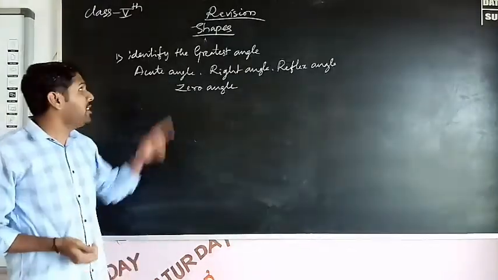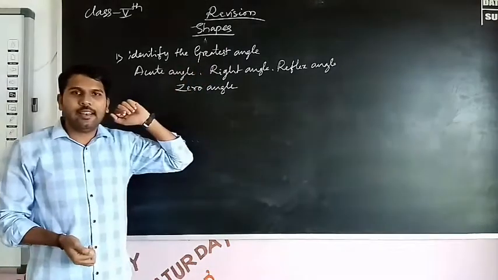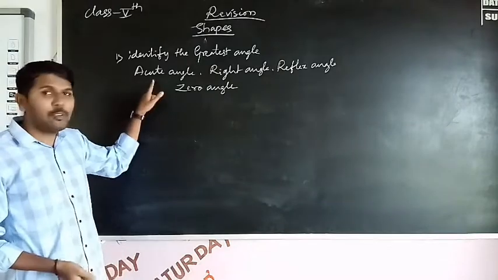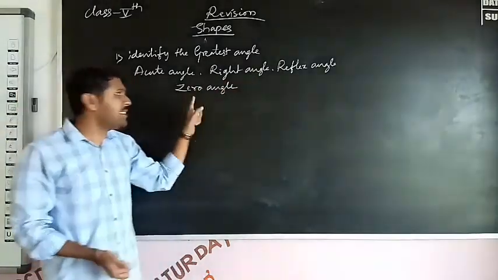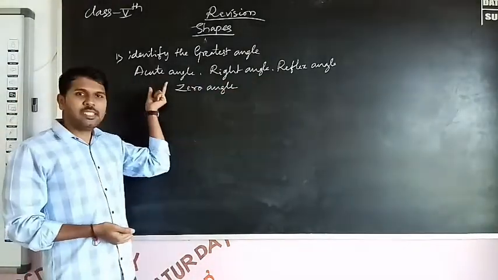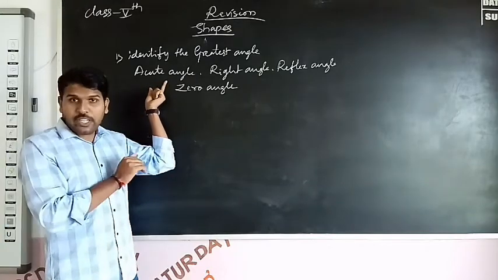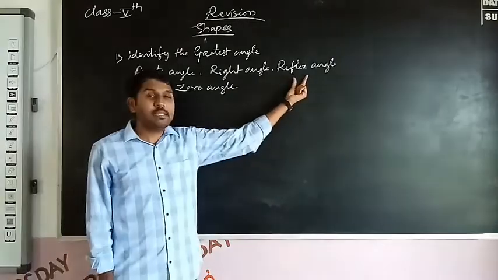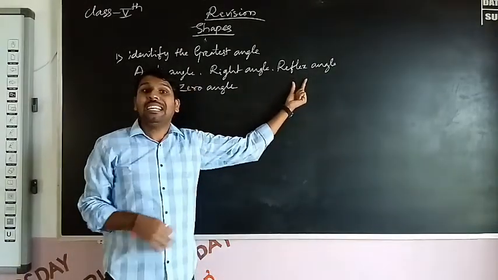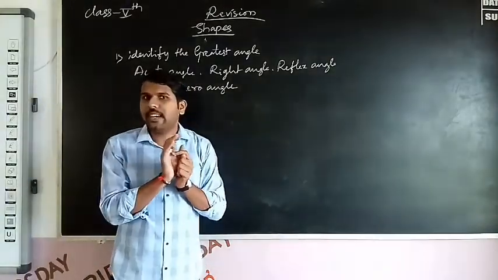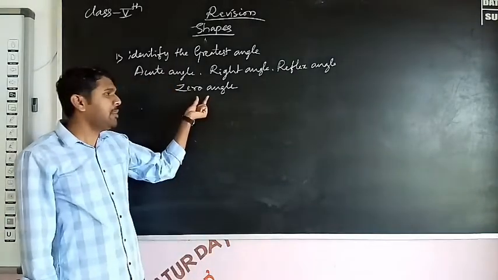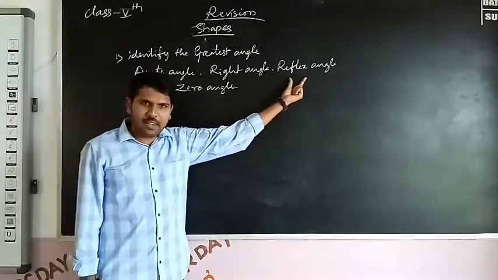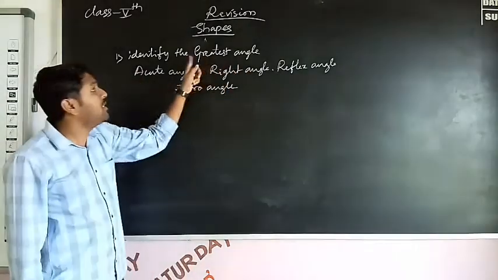So one question is there: identify the greatest angle. Greatest means the largest angle. Here acute angle, right angle, reflex angle and zero angle are there. Acute angle is in between 0 degree and 90 degree. Right angle is exactly 90 degree. Reflex is in between 180 degree and 360 degree. And zero angle means 0 degree. So which one is greater here? Obviously reflex angle.